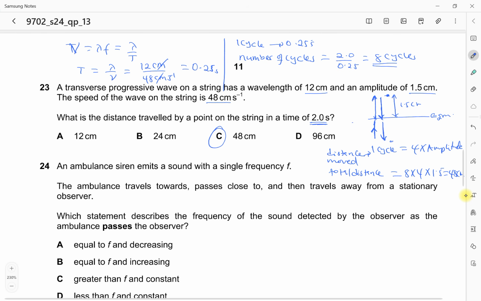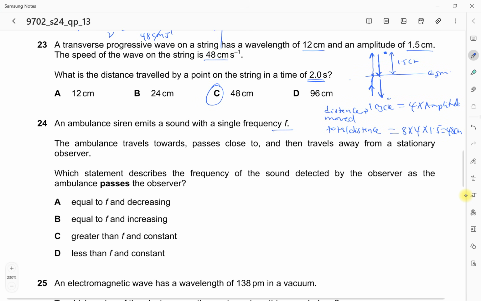An ambulance siren emits a sound with a single frequency f. The ambulance travels towards, passes close to, and then travels away from a stationary observer. Which statement describes the frequency of the sound detected by the observer as the ambulance passes the observer? So remember, towards, the frequency is high.